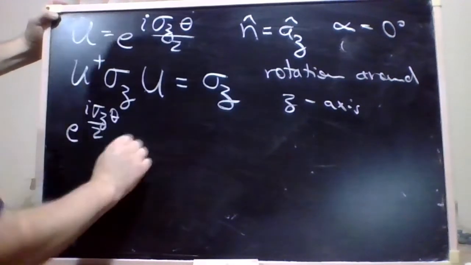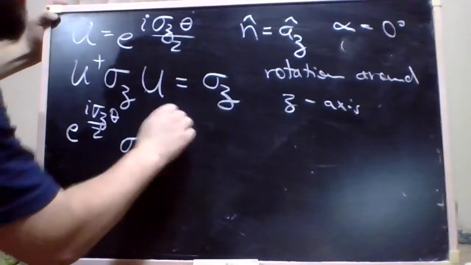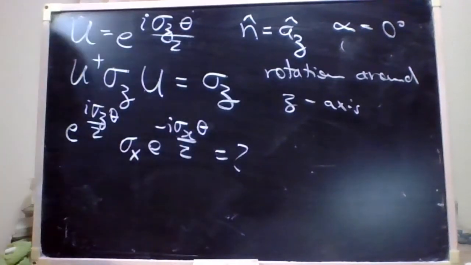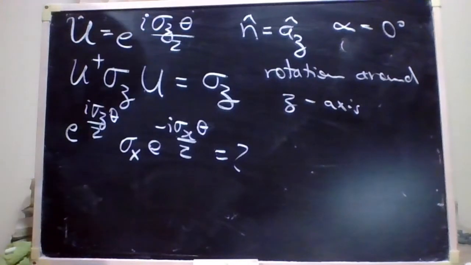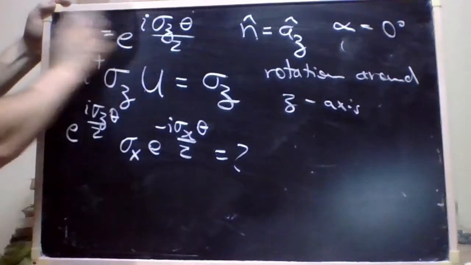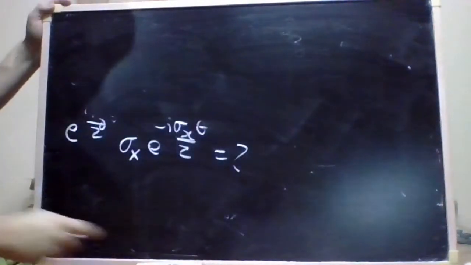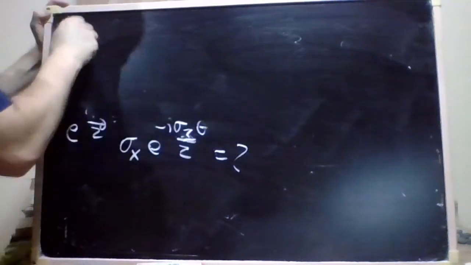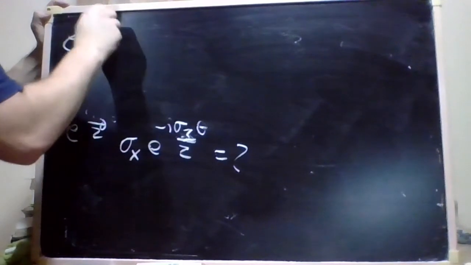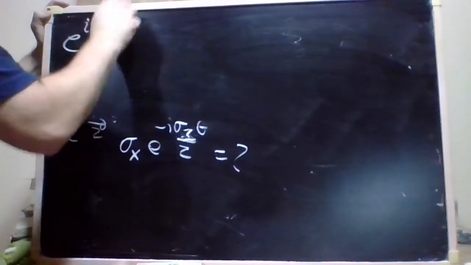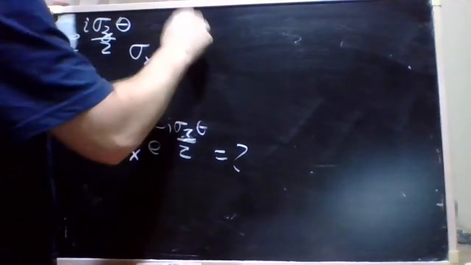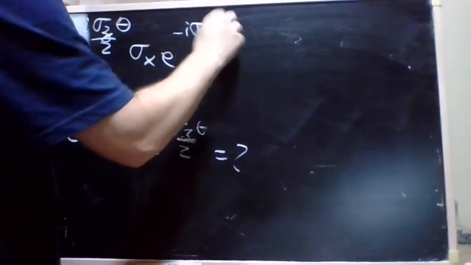So if you want to evaluate this thing here, what do you get? Right? Let us see. Let me erase here just to find some more space. Sigma z here. All right, but I'll write right here. e to the i sigma z theta over 2 sigma x exponential of minus i sigma z theta over 2.